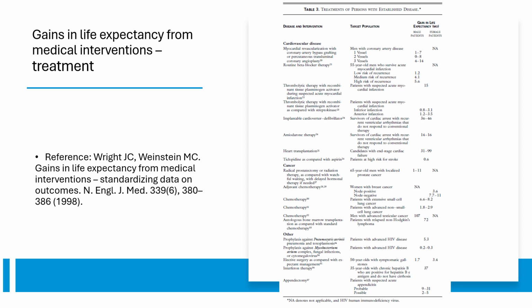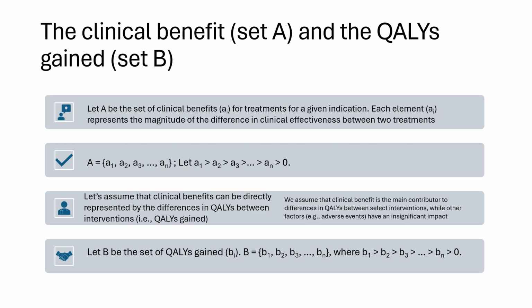For example, implantable cardioverter defibrillators lead to a life expectancy gain of 36 to 46 months for the survivors of cardiac arrest, while amiodarone therapy leads to a life expectancy gain of 14 to 16 months.